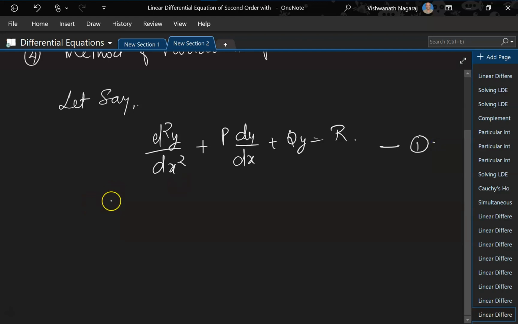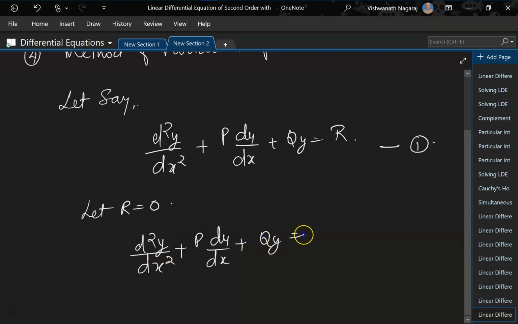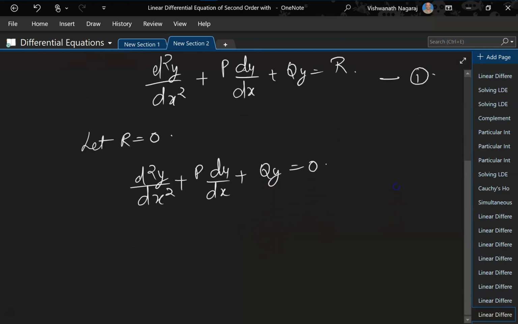Now what we'll do is we will say let r equal to 0. So in which case what happens? We end up with the equation d2y by dx square plus p dy by dx plus qy is equal to 0. Let us say this is equation 2, right?